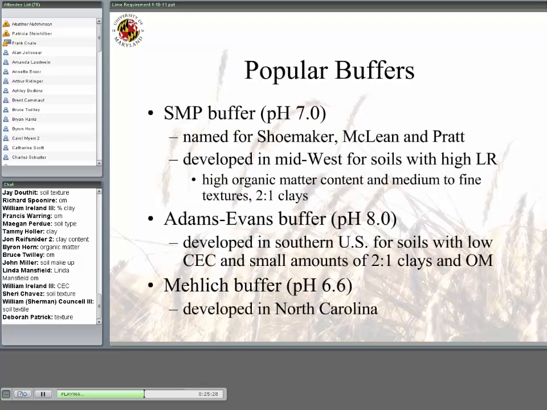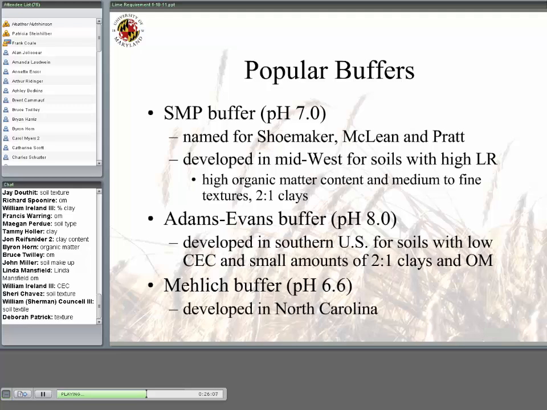Okay, so the three historically more popular buffers are the SMP buffer, and that's made up to be a pH of 7, and it's named for the three soils people that worked on its development, Schumacher, McLean, and Pratt. And it was developed for Midwestern soils with high lime requirements. It was developed for soils that had high organic matter contents. I'm talking about 4, 5, 6, 7, medium to fine textures, and 2-to-1 clays dominating the clay-sized fraction. Now, if that doesn't sound like us in Maryland, that's because it isn't us in Maryland.